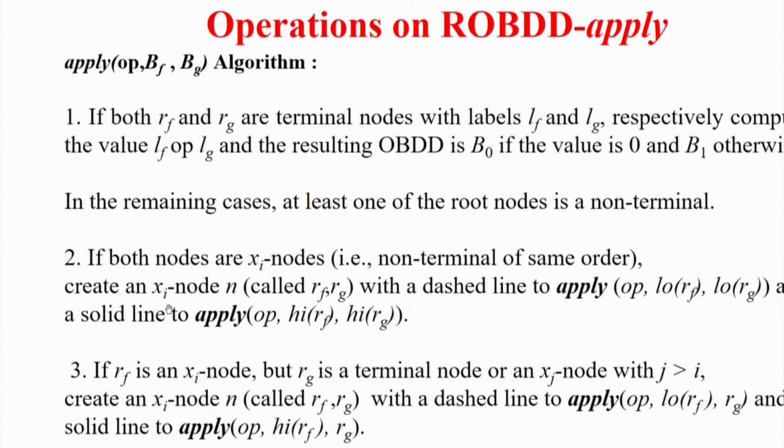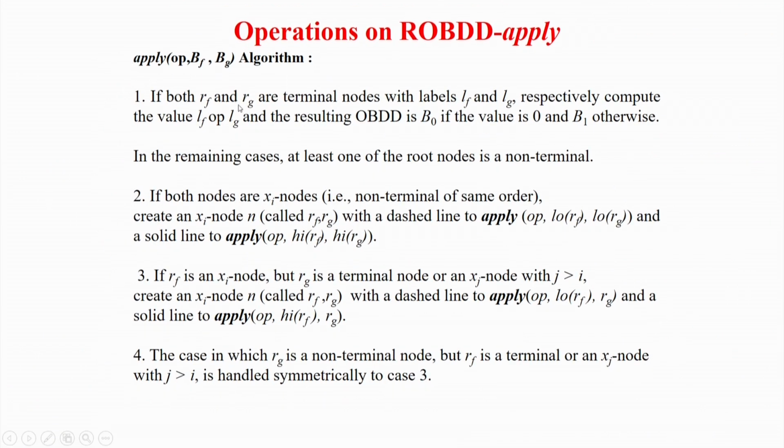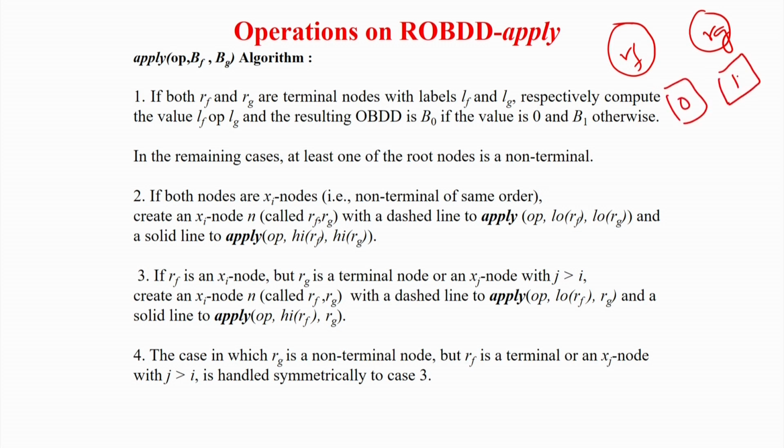For the first step you have to see if both RF and RG are terminal nodes with labels LF and LG, that is 0 or 1 respectively, and compute the value of LF op LG. We are starting with two nodes, called RF and RG. Let them be two terminal nodes, maybe this one is 0 and this one is 1. It may happen. In that case you do not have to do anything, just take these two nodes and operate. If it is AND, the answer will be 0, if it is OR, the answer will be 1 and so forth. If it is XOR, the answer will be 1 and so forth.